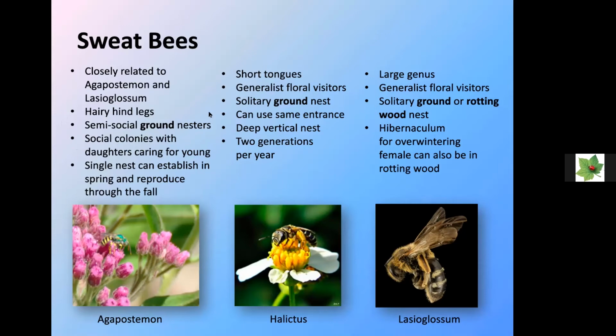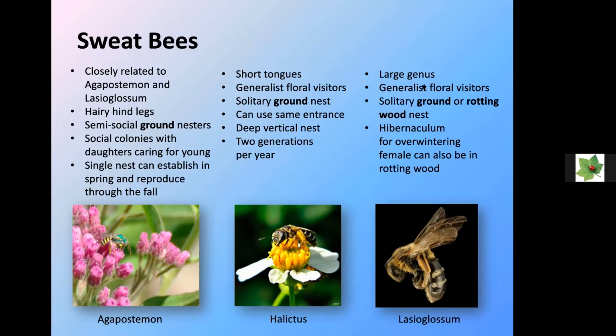They have very short tongues, so they need those flowers that don't have as long of a tubular form that maybe a bumblebee would like better. They are generalists, so they will go to many different types of flowers. They will use the same entrances, and they can have really deep vertical nests, and then can create 2 generations per year.